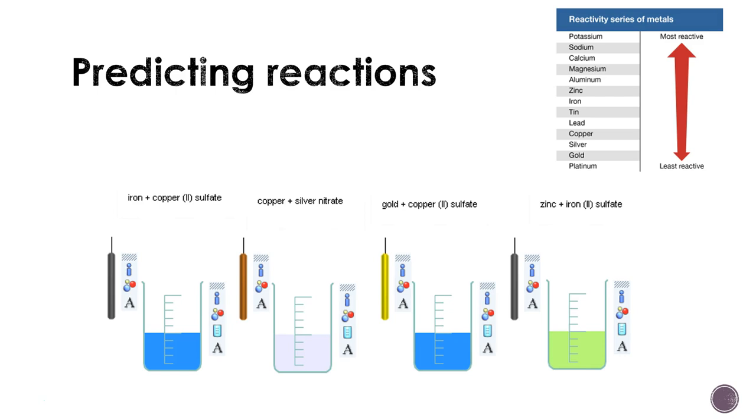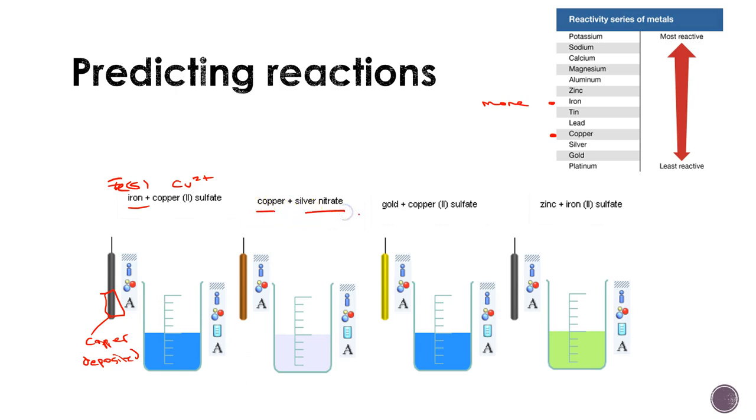So let's have a look at each one of these. If I add iron, which is going to be Fe solid, into a solution of copper(II) sulfate, I'm going to have Cu2+. I'm going to look at my reactivity series. Here is copper, okay, and here is iron. Iron is more reactive than copper, so I will see copper forming on the iron rod. Copper will be deposited, and the iron will go into solution.